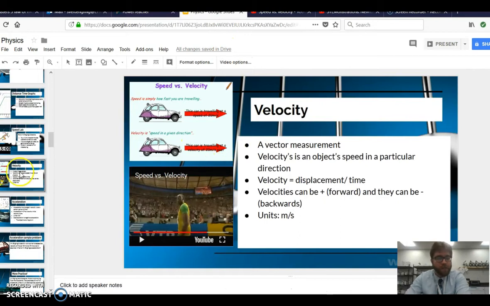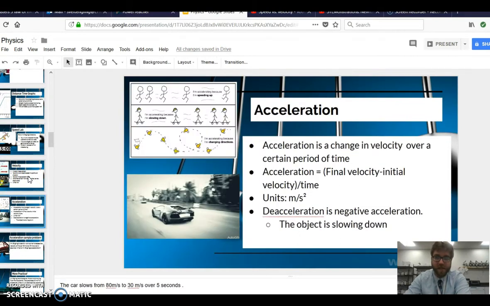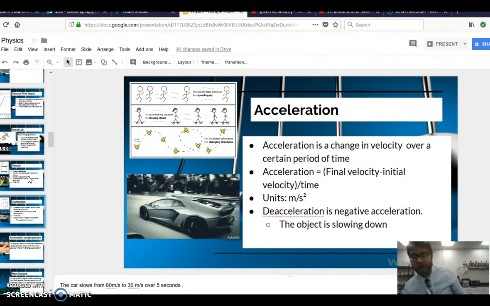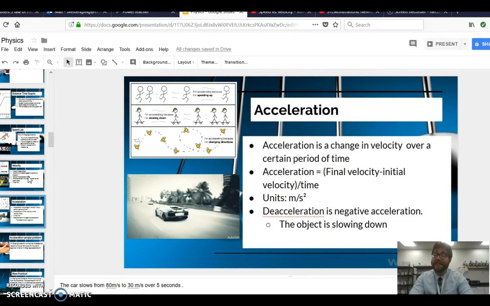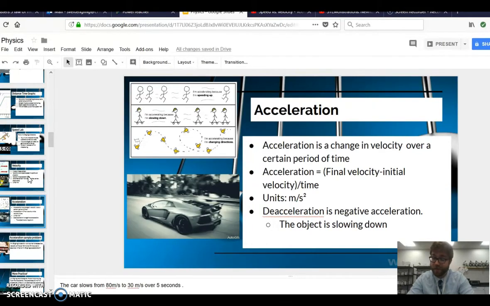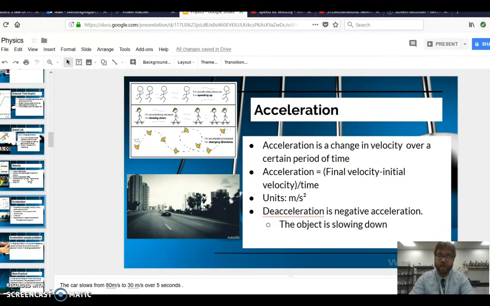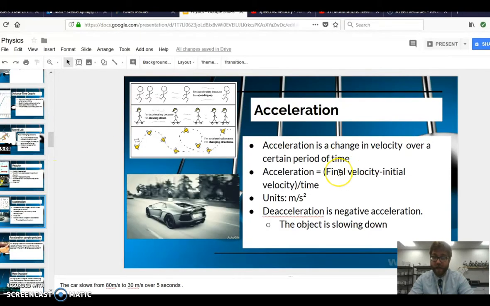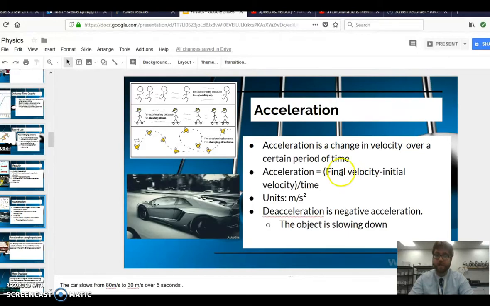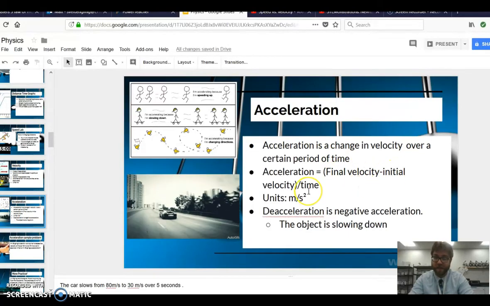Alright, so velocity is not the only thing we're going to talk about today. Velocity leads to a very important concept called acceleration. Acceleration is a change in velocity over a certain period of time. So if we wanted to measure acceleration, we would subtract final velocity from the initial velocity and divide it by time.